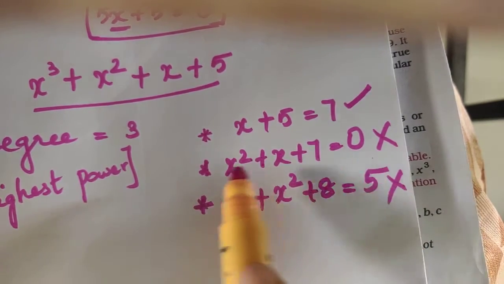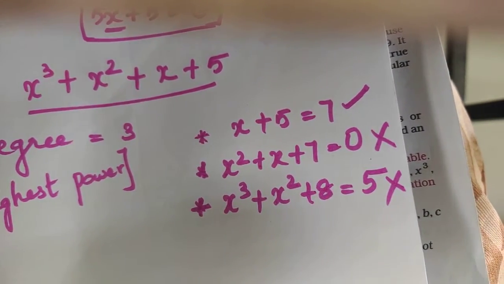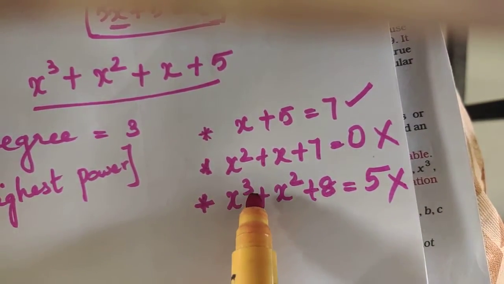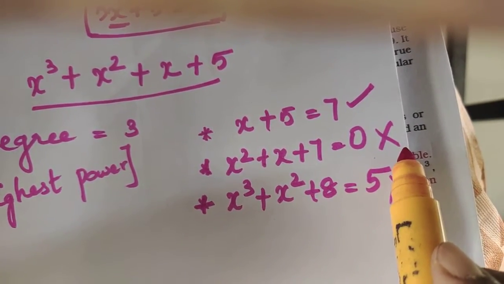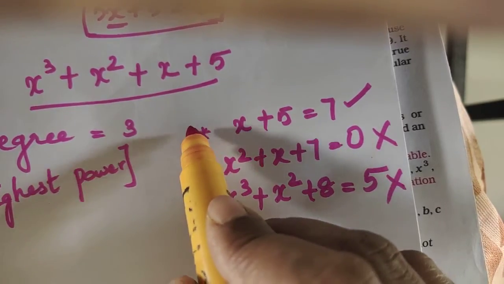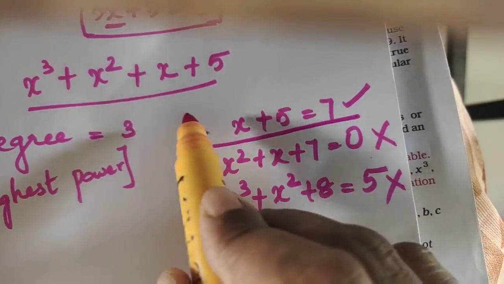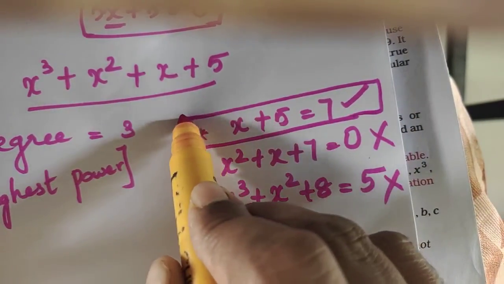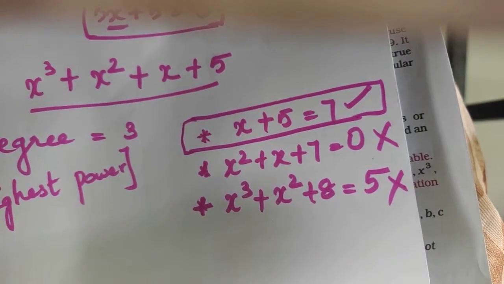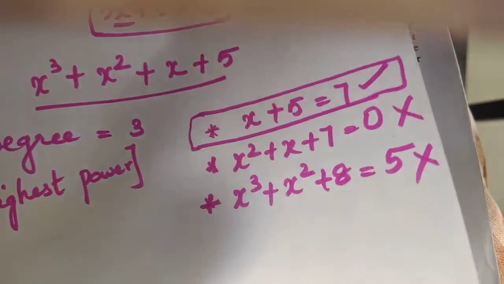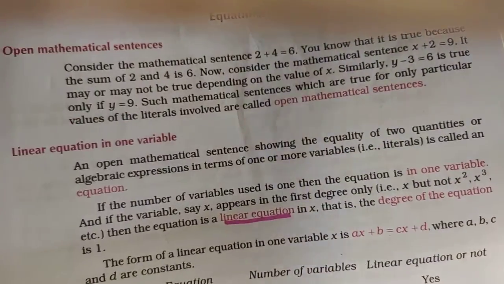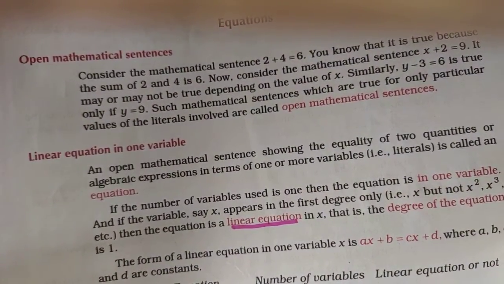In this equation, the degree is 2. In this equation, the degree is 3. So these two equations are not linear equations, and my first equation is my linear equation because its degree is 1 and I am using only one variable in the equation. Okay, do you all understand, children, what I am trying to say?